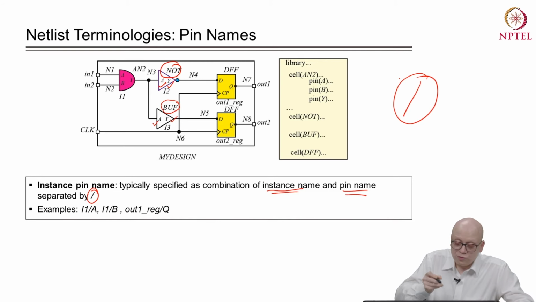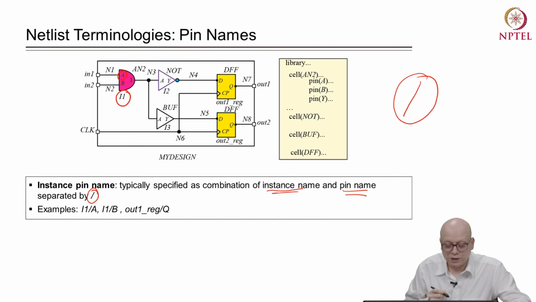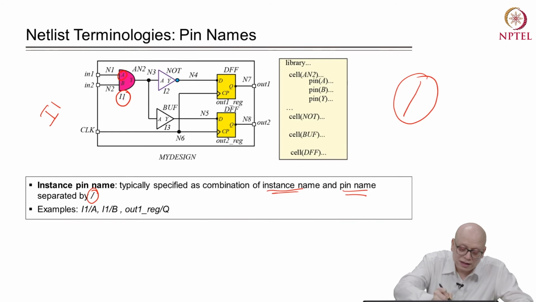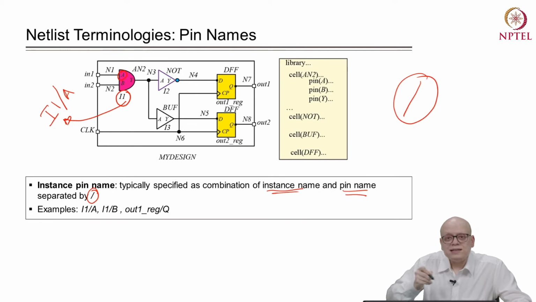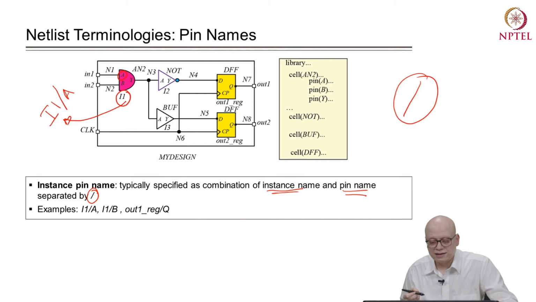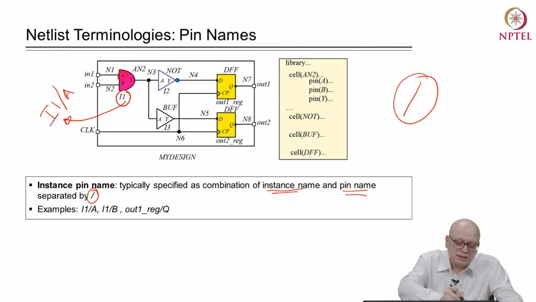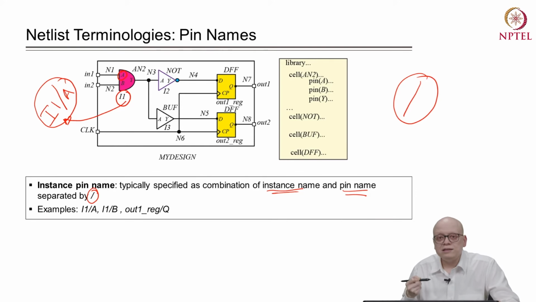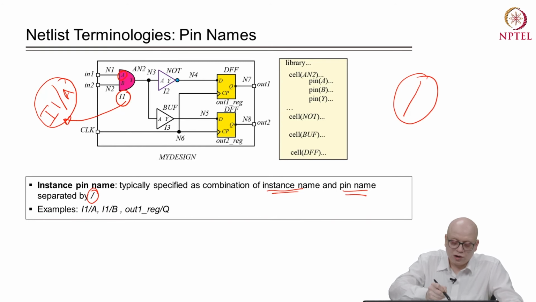For example, if we want to talk about the pin A of this instance I1, this particular pin A, then we'll specify it as I1, that is the name of the instance, then slash and then A. Since the instance name is unique in a netlist, and cannot clash as per the Verilog construct, this kind of naming convention will always uniquely define a pin.